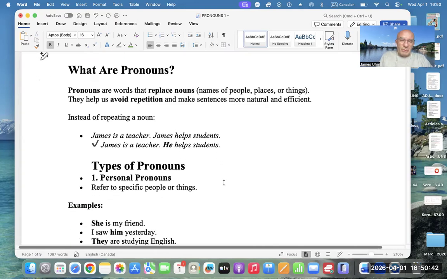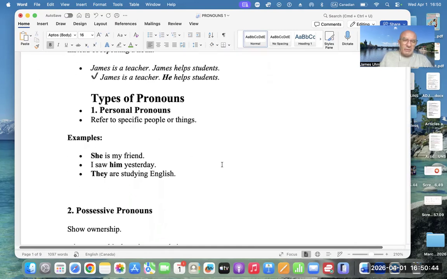And then we have to learn what kind of pronouns we have. So we have personal pronouns, which refer to specific people or things. And here are examples. She is my friend. I saw him yesterday. They are studying English. Whatever is bold is a pronoun.